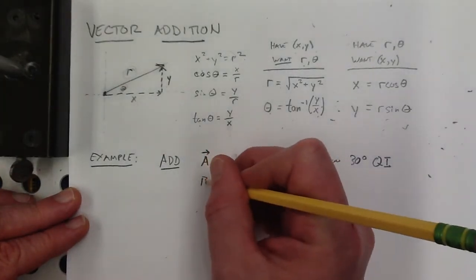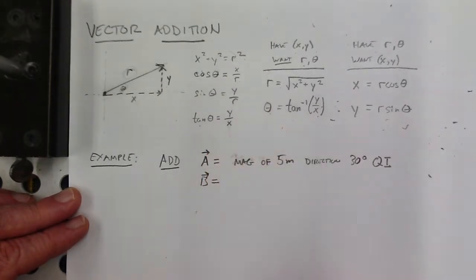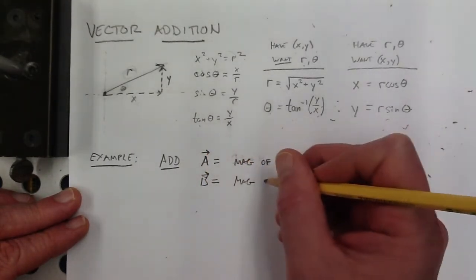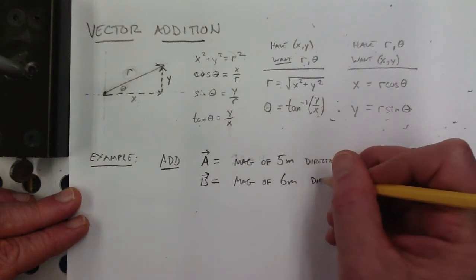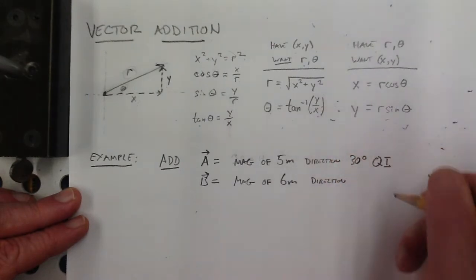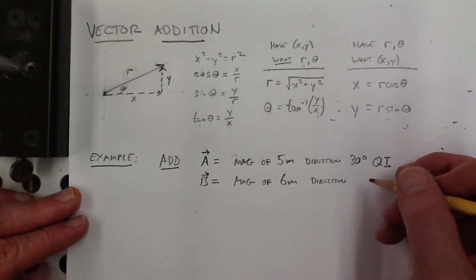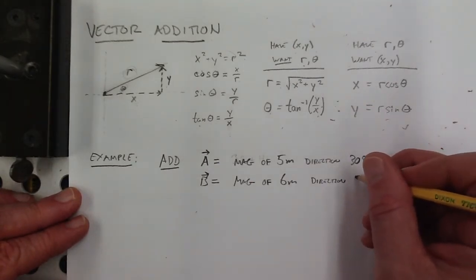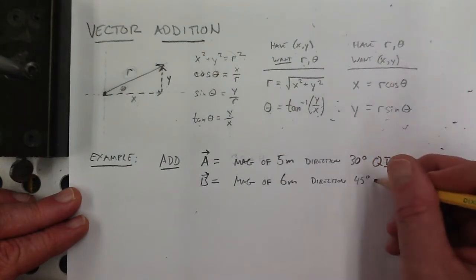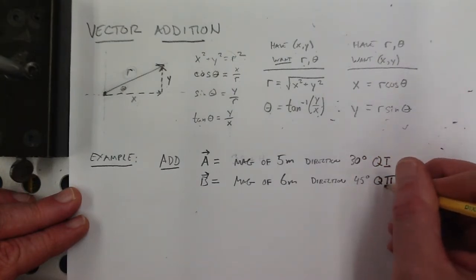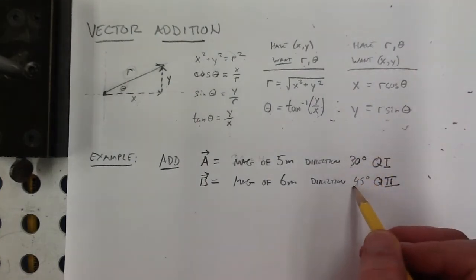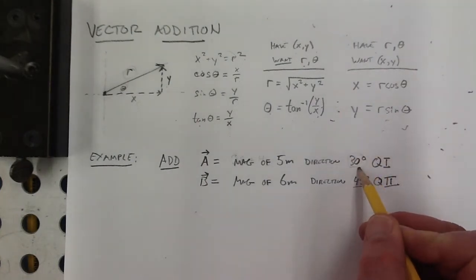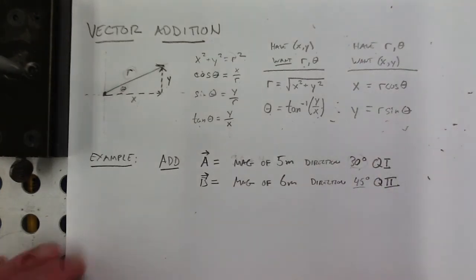And let's say that vector B has a magnitude of 6 meters and a direction of, how about 45 degrees in quadrant 2. When you're given directions, unless it explicitly says otherwise, you're going to assume that the angle is measured from horizontal.